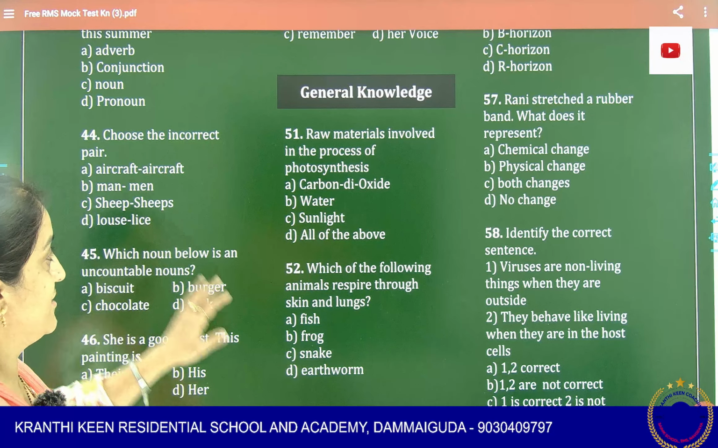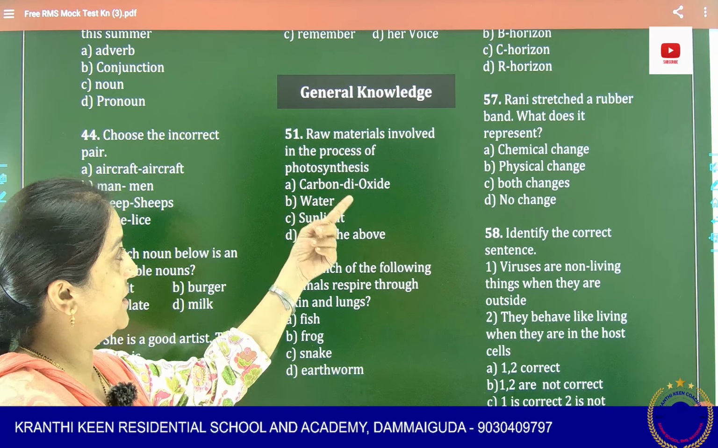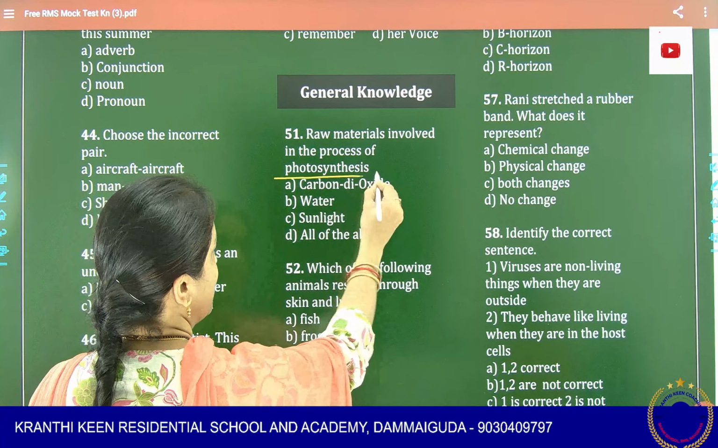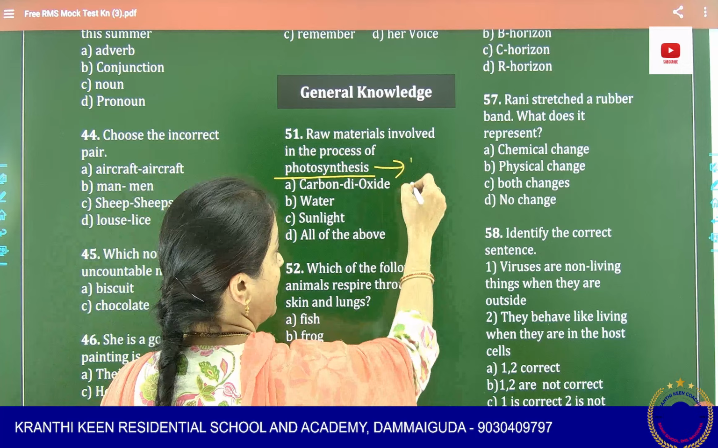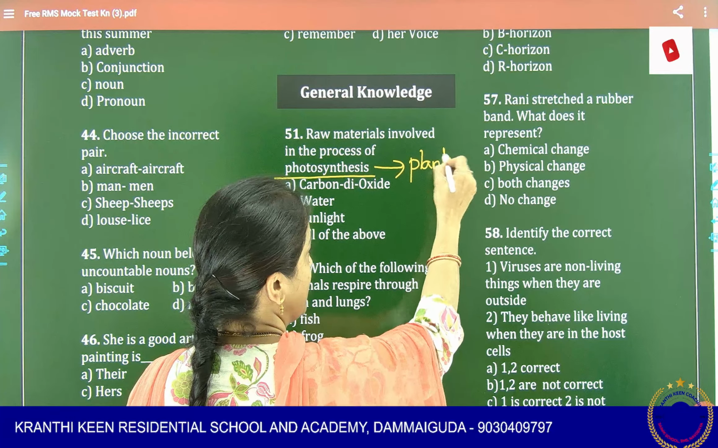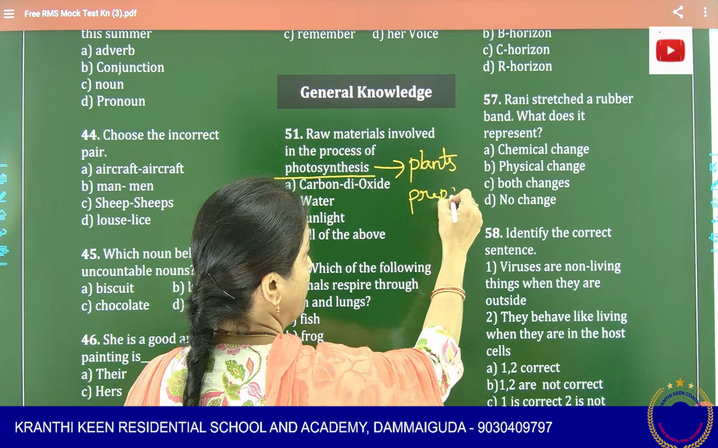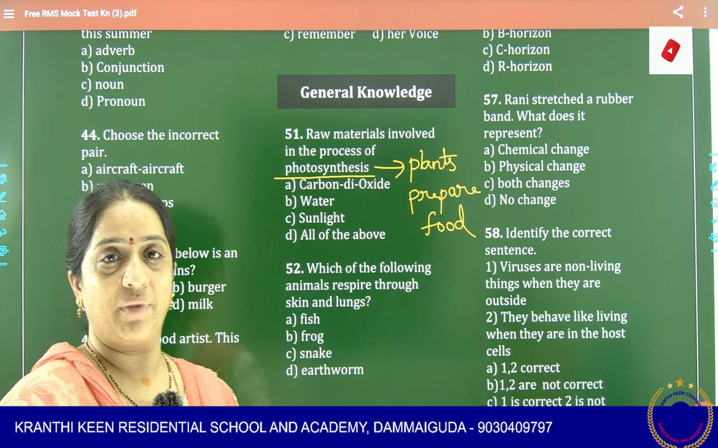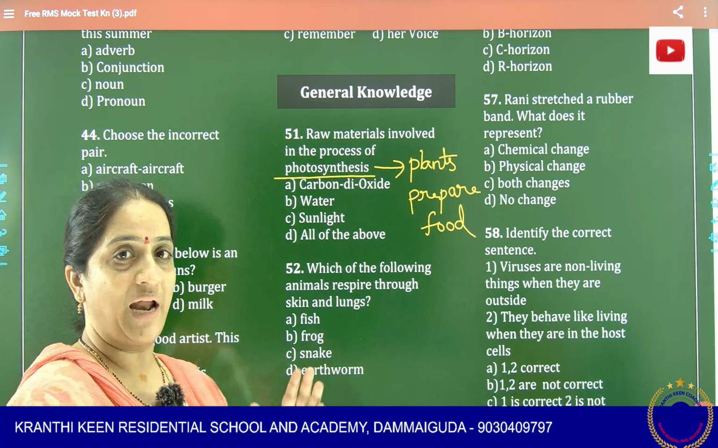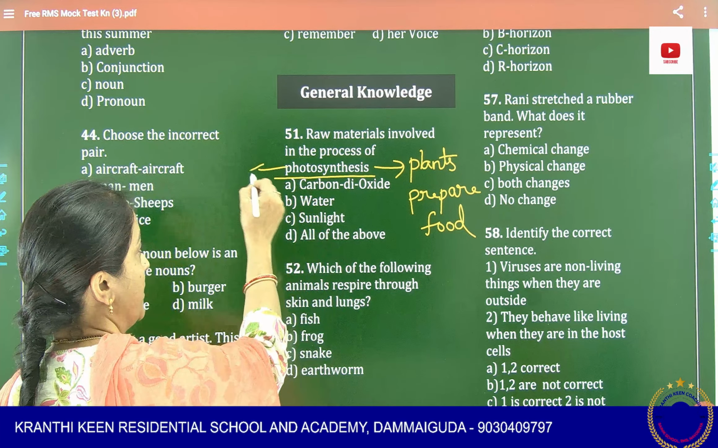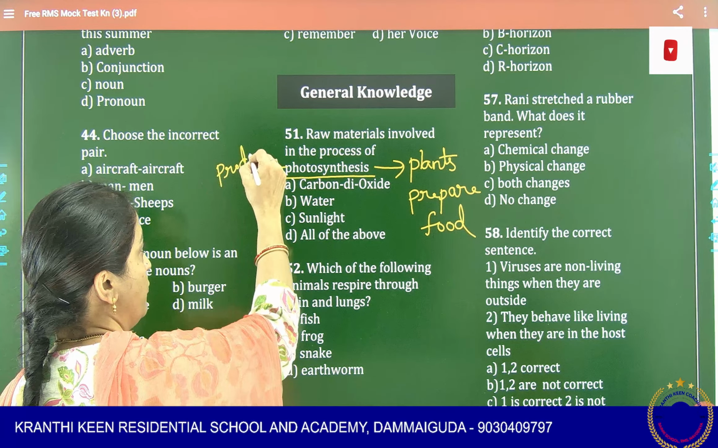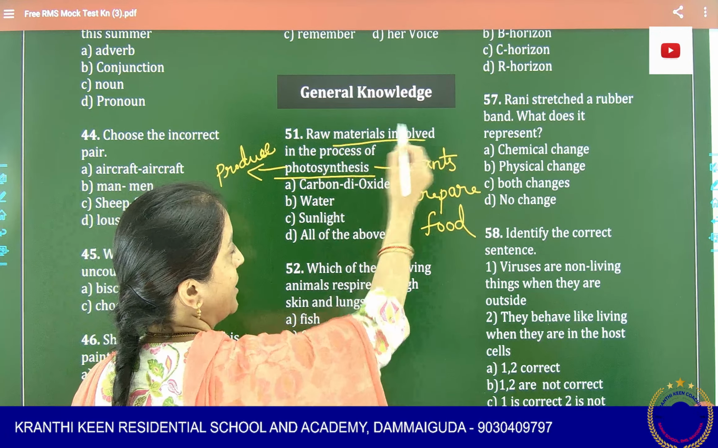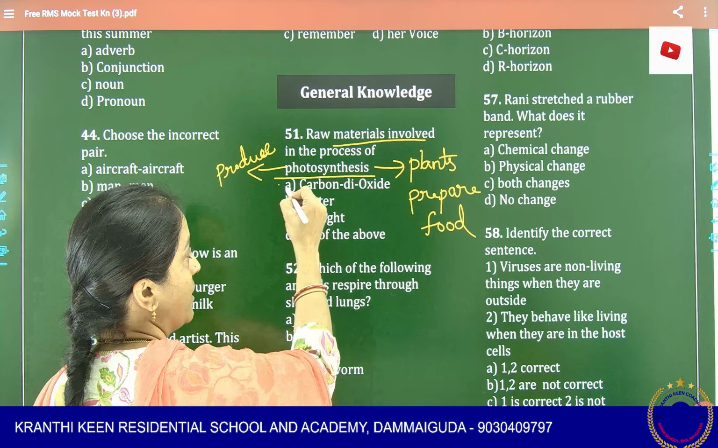Okay, so we'll start with 51st question. Raw materials involved in the process of photosynthesis. As you all know, photosynthesis is nothing but the plants prepare their own food. Yes, plants prepare food for themselves and they provide food for all the remaining living beings. So plants are called producers. They produce their own food. So what are the materials that are required in that process? They require carbon dioxide.